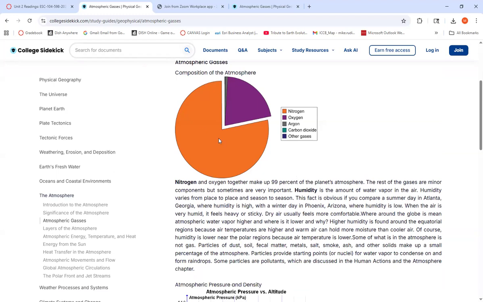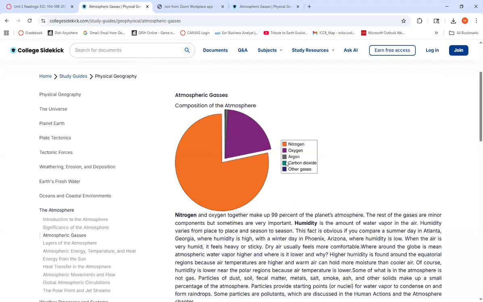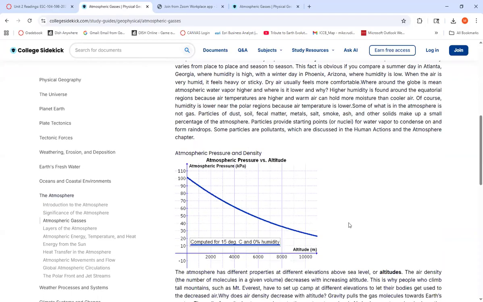If you were to look at other planets in our solar system, you would see a very different pie chart for almost all of the solid planets, like Mercury, Venus, and Mars, and even the outer planets, the gas giants like Jupiter, Saturn, Uranus, and Neptune. Almost every planet has a different chemistry in terms of the composition of the atmosphere.